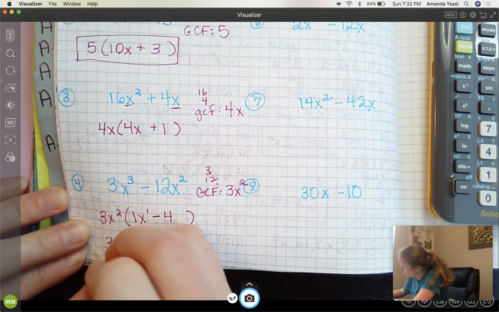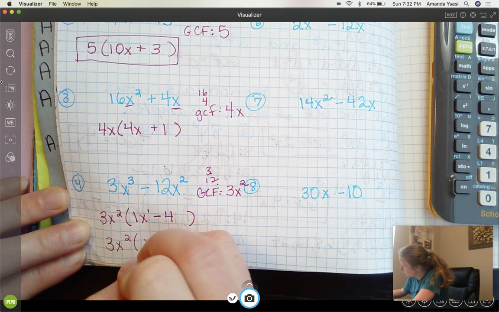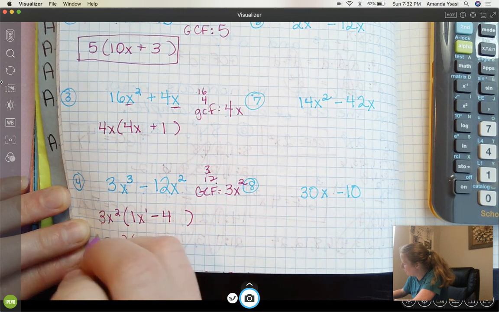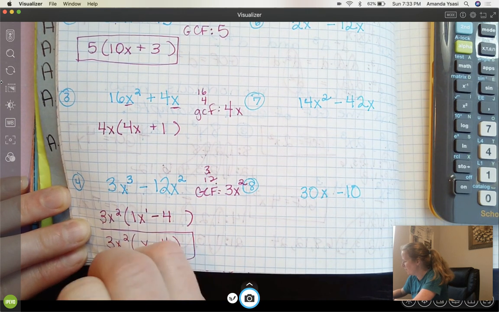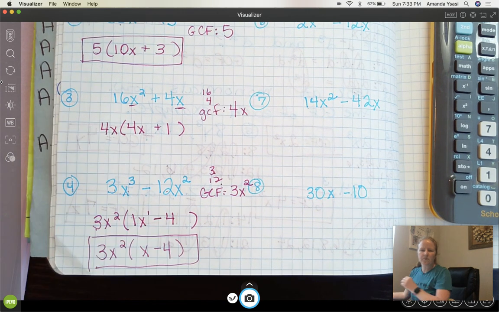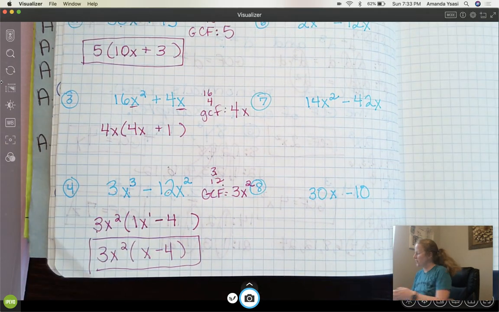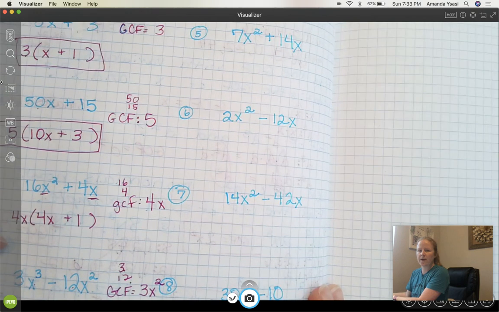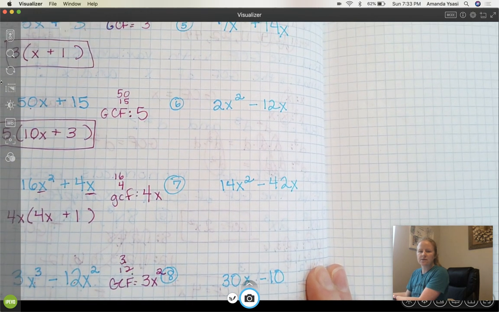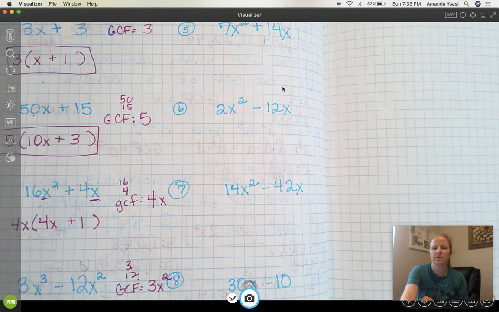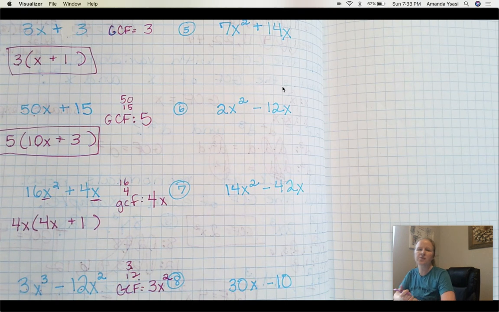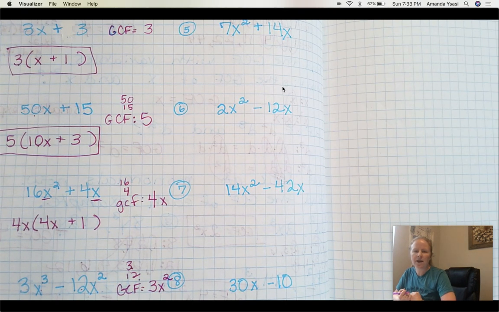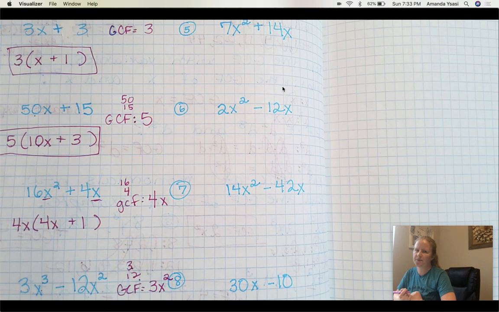I'm going to rewrite this. X minus 4. So I don't have that 1 out front. I don't have a variable of 1 either. And hopefully you're getting this. So I'm going to give you 4 problems to try. So go ahead and write these 4. Okay, write those 4 down and pause it and then come back to it.